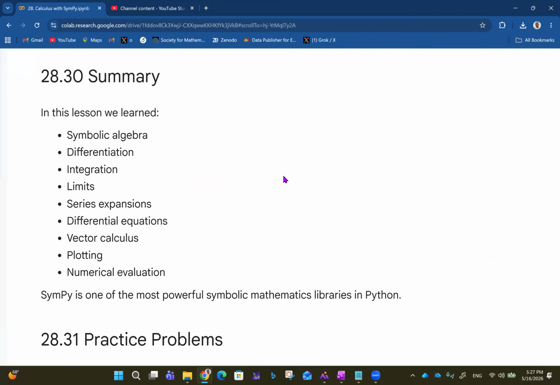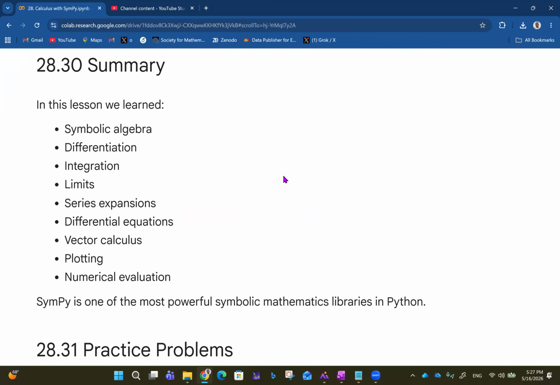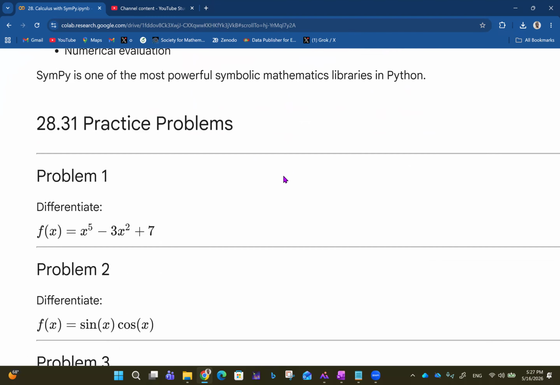So in summary, in this lesson, we learned symbolic algebra, differentiation, integration, limits, series expansions, differential equations, vector calculus, plotting, numerical evaluation. SymPy is one of the most powerful symbolic mathematics libraries in Python.